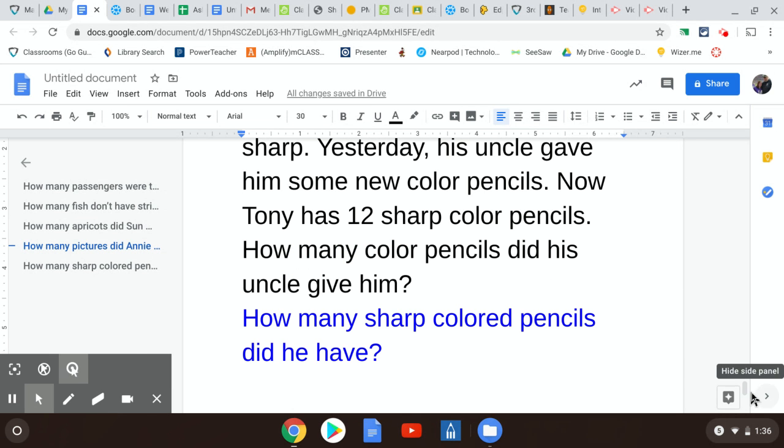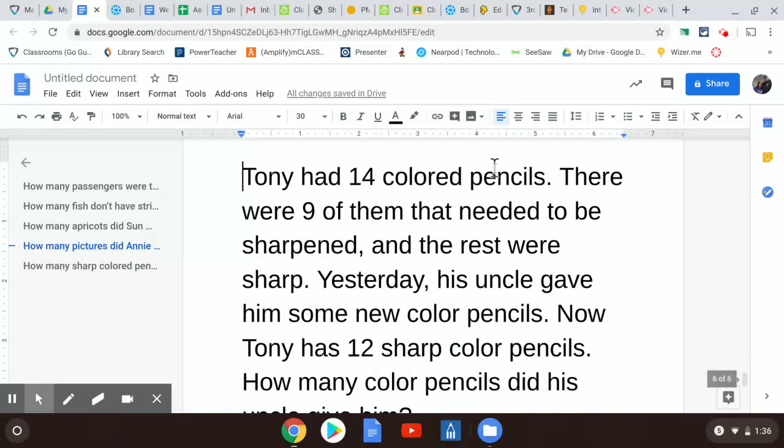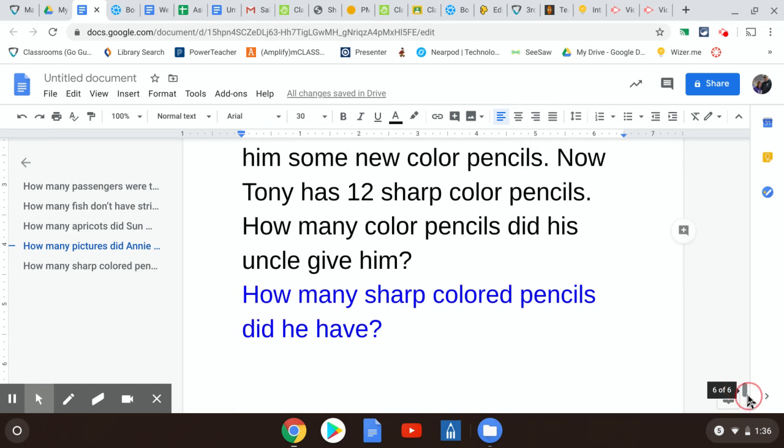Okay, so to solve this, we first need to figure out how many sharp pencils he had in the beginning. So to do this, it says he has 14 colored pencils altogether, and 9 of them needed to be sharpened. The rest were sharp. So he's going to have to do 14 minus 9. And when you do 14 minus 9, you get 5.